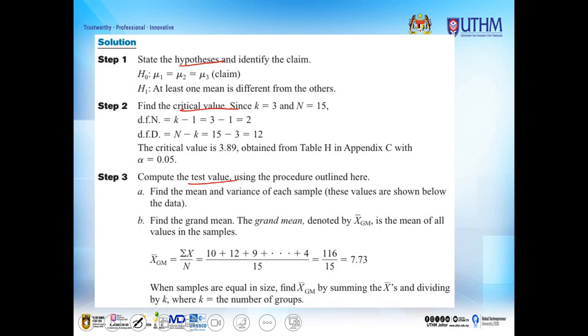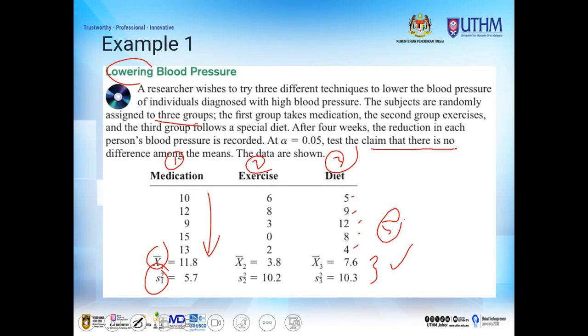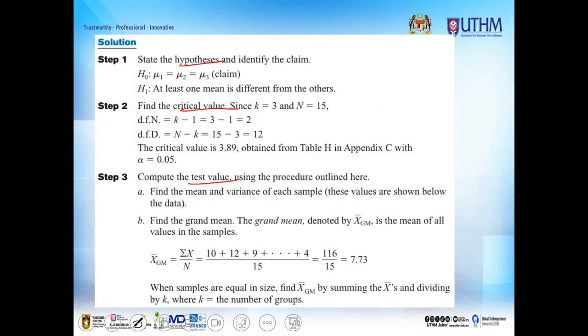When you have a hypothesis, that is your claim. In this case, your claim is, test the claim that there is no difference among the means. So we want to test that all the means are equal. We have 3 different groups, so 3 different means. That is your H0. So your H1 will be that at least one mean is different from the others, which means the means are not equal for all the 3 different classes.